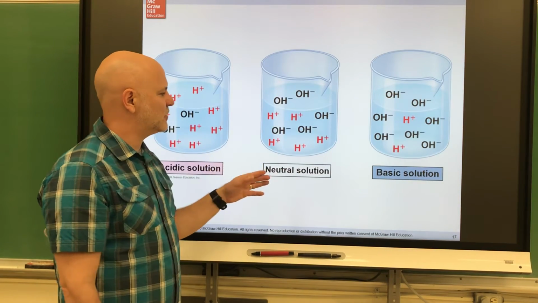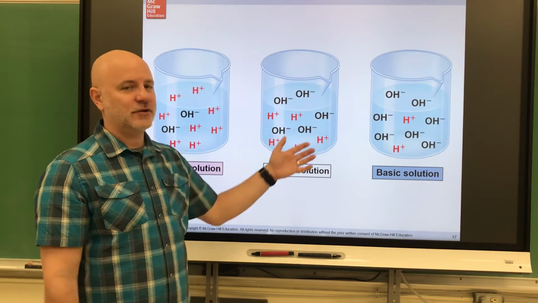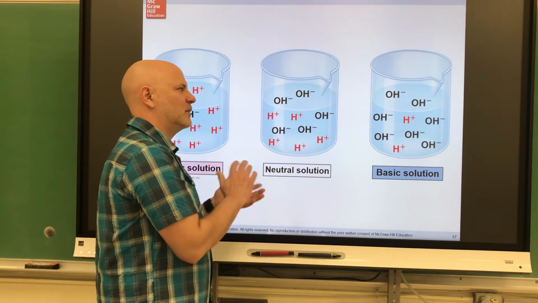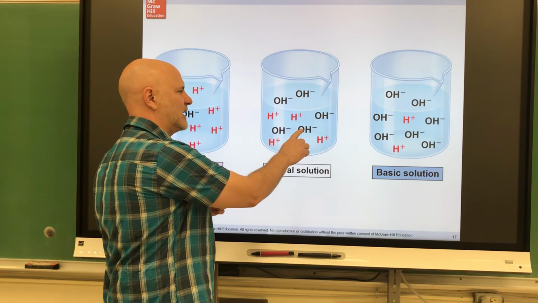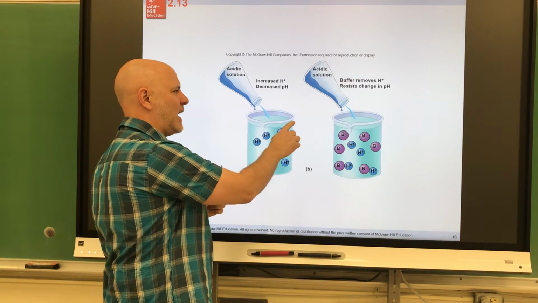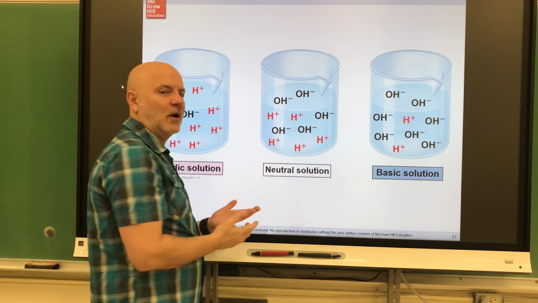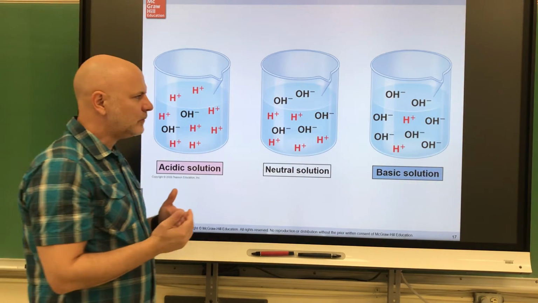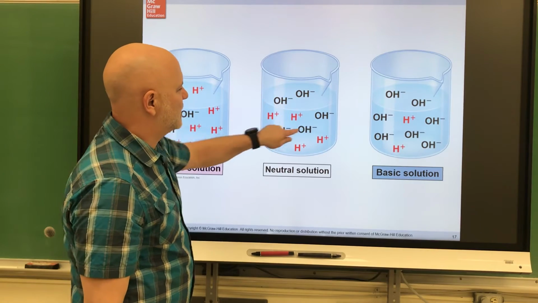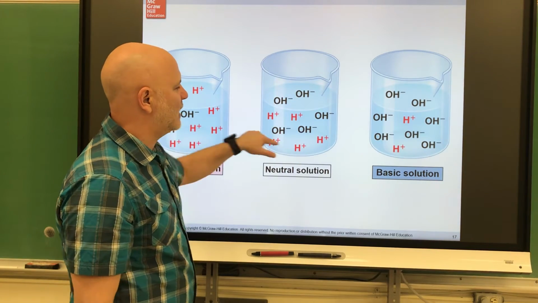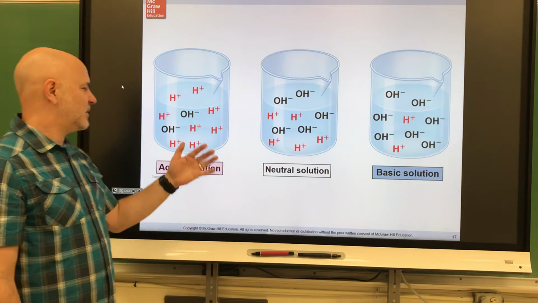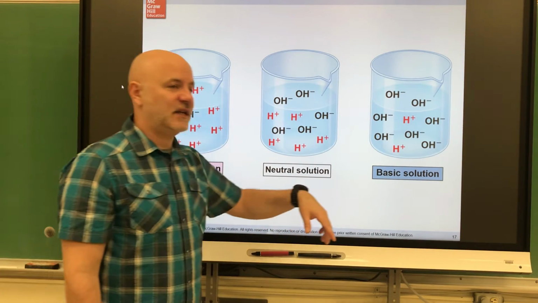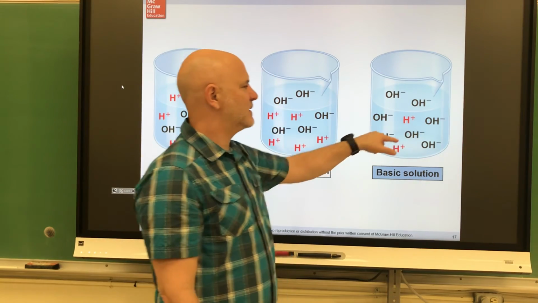So if we go back to this picture, this is showing a neutral solution. All right, so with this, what water will do is it will separate into hydrogen ions and hydroxide ions. But these can cancel each other out and become water again. All right? So that's why pure water is neutral. Okay? And in this, we see the number of hydroxide ions and the number of hydrogen ions are the same. So when we say something is acidic, we're saying it has more hydrogen ions than hydroxide ions. If we say something is basic, it has more hydroxide ions than hydrogen ions.